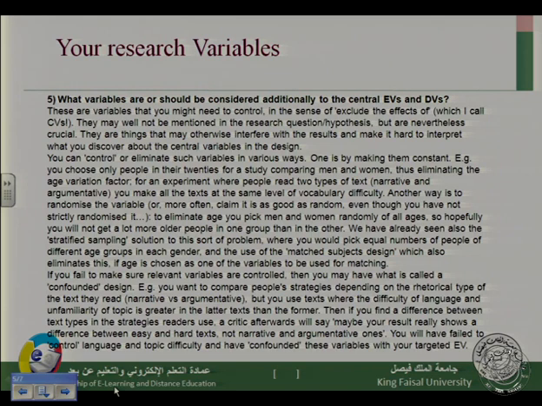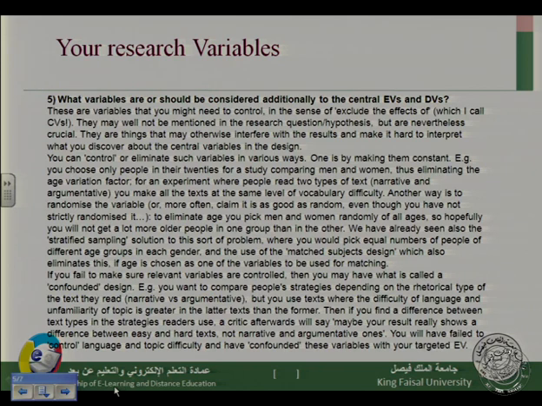So you controlled age here, or vice versa. You control gender, as I said, and you select only males, thus eliminating the age variation factor. For an experiment where people read two types of text, a narrative and argumentative, you make all the texts at the same level of vocabulary difficulty.